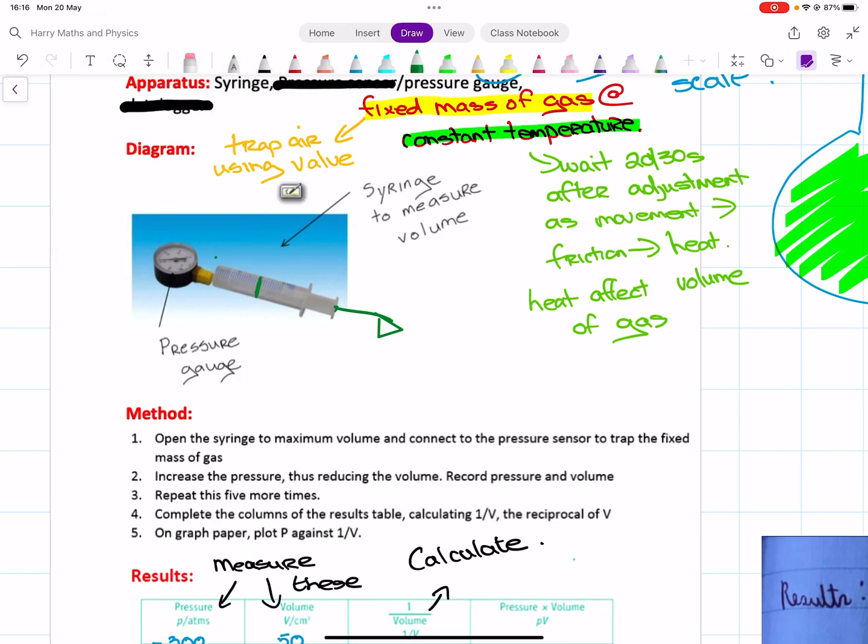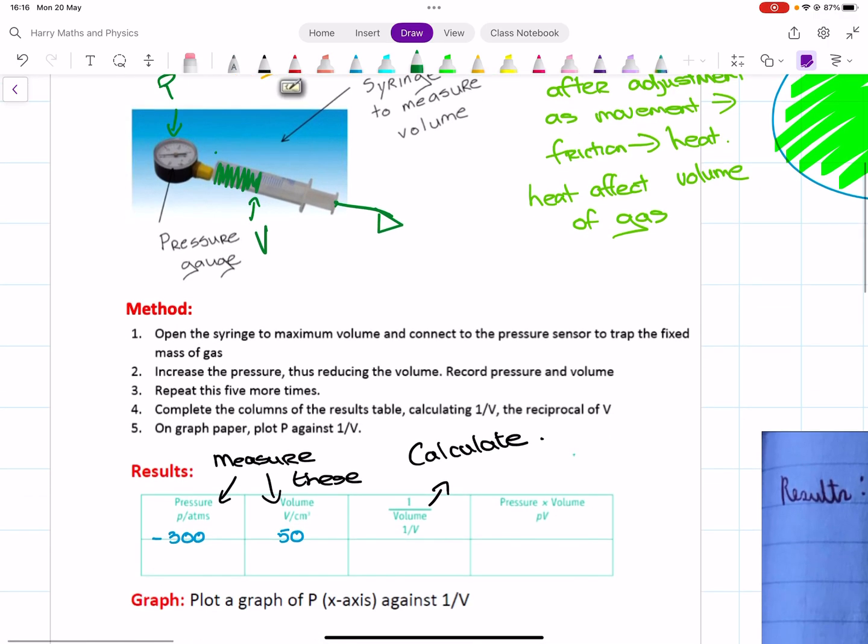So you have a certain mass of gas in here, and you read the volume off the scale, and you read the pressure off the pressure gauge. And then you reduce the volume, so you literally push in on that, making the volume of gas go down, and that will cause the pressure to increase. And that's all you do, just take a couple of readings. So it's nice and straightforward.